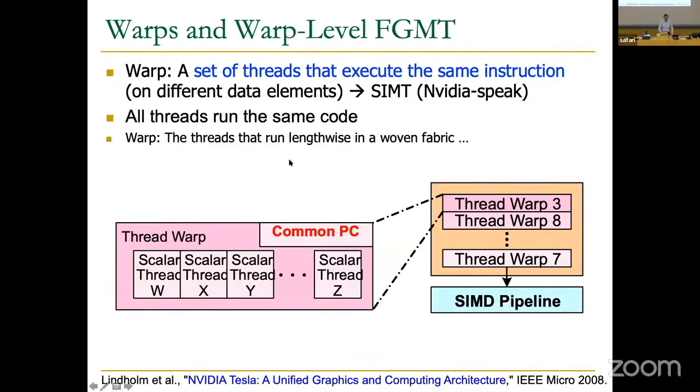So basically, to put things together, again, a warp is a set of threads that execute the same instruction on different data elements. This is the SIMD, single instruction multiple thread model. All threads essentially run the same code.